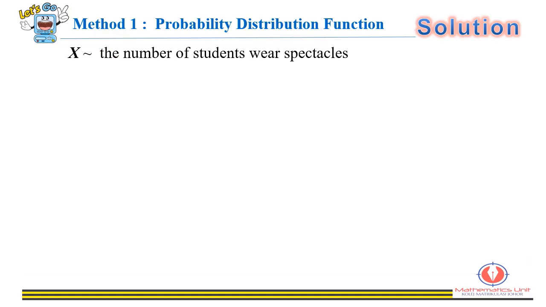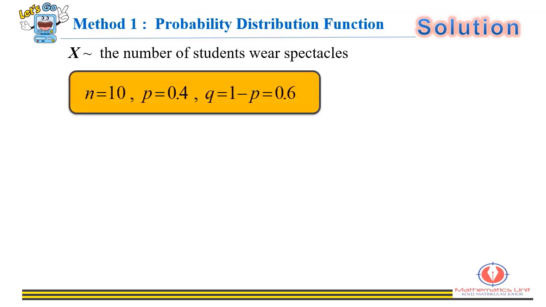Method 1, we are going to use the probability distribution functions. For this case, x is the number of students who wear spectacles. From the sample of 10 students, the probability of wearing spectacles is p equal to 0.4, whereby the probability of not wearing spectacles is q equal to 0.6. So this is a binomial distribution with the parameters 10 and 0.4. We are going to find the answers by using the probability distribution functions formula.